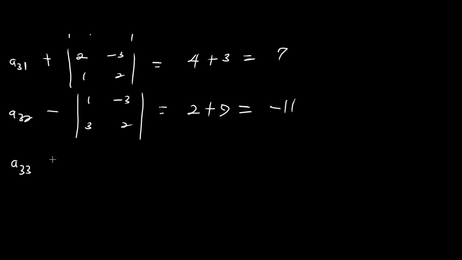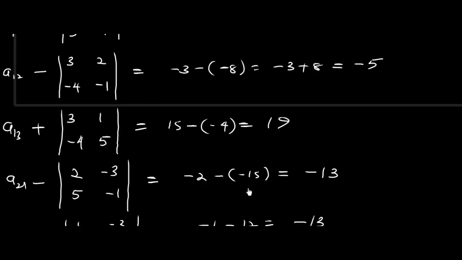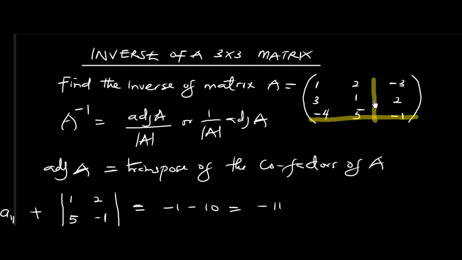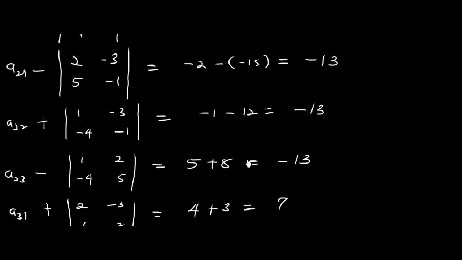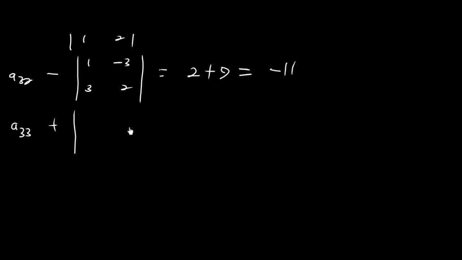So A33, that should be positive. A33 is third row, third column. So we have third column. What do we have left? 1, 2, 3, 1. So you write 1, 2, 3, 1. All right. 1 times 1, that is 1. Minus 3 times 2, that is 6. So that is minus 5.